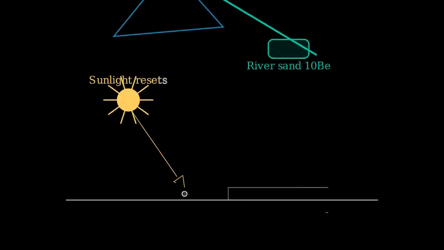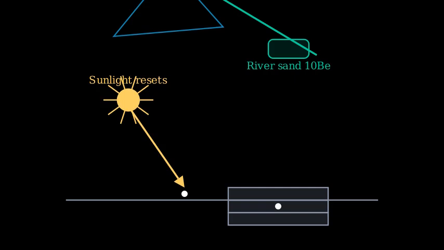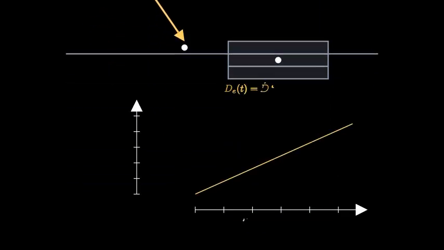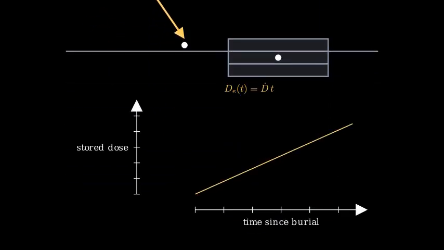Finally, optically stimulated luminescence, OSL. Sunlight resets the luminescence clock in quartz or feldspar grains. After burial, the signal builds with time due to natural radiation. To date a deposit, we measure the stored dose and divide by the dose rate to get the burial age. The burial age equals the equivalent dose divided by the dose rate.